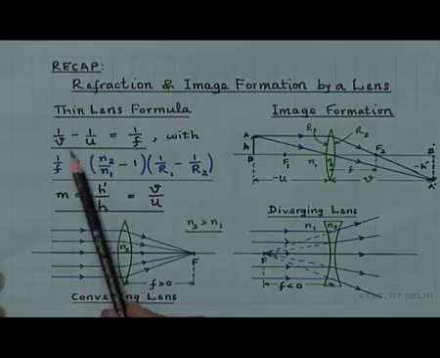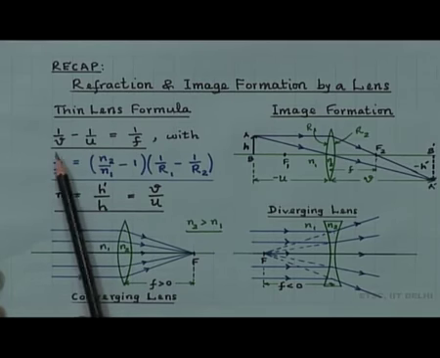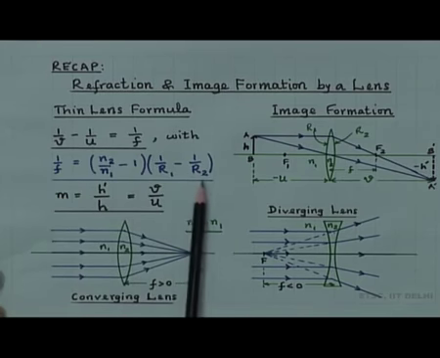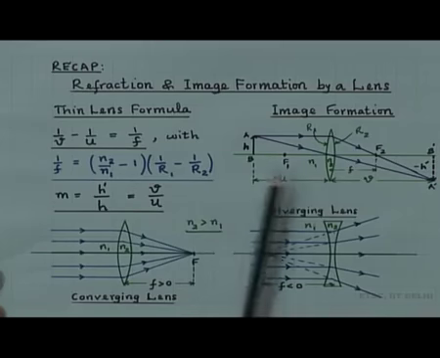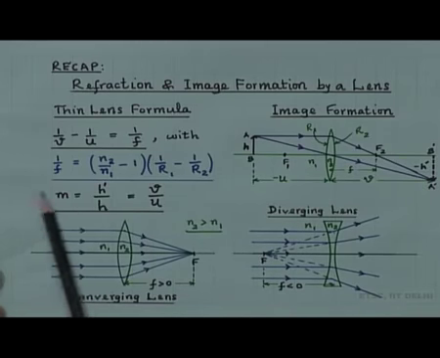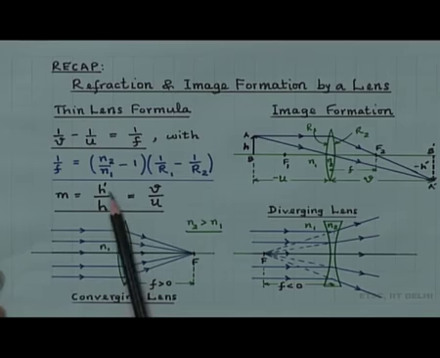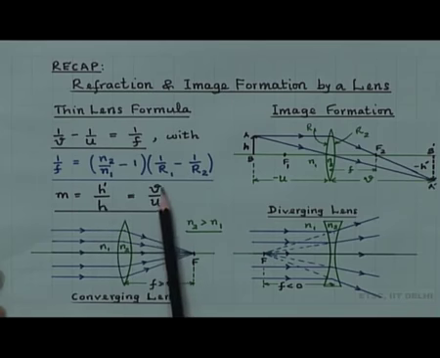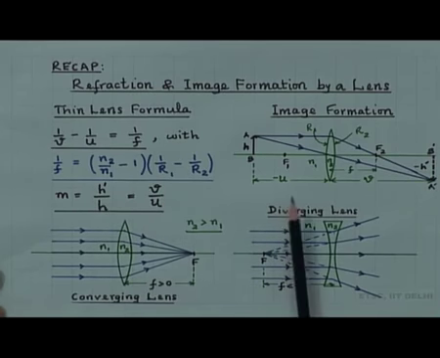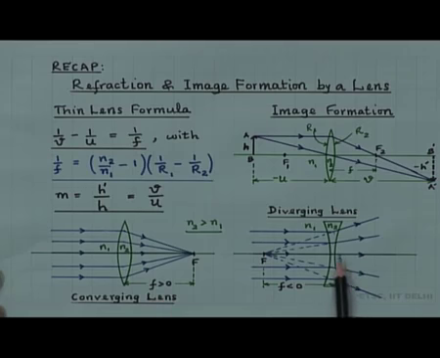And we have derived the thin lens formula, 1 by v minus 1 by u is equal to 1 by f, with 1 by f given by this expression, where all the parameters are shown in the figure. The lateral magnification is equal to h dash by h, size of the image by size of the object, which is equal to v by u. We have seen that for a converging lens, the focal length is greater than 0, that is, positive, and for a diverging lens, focal length is less than 0, that is, negative.